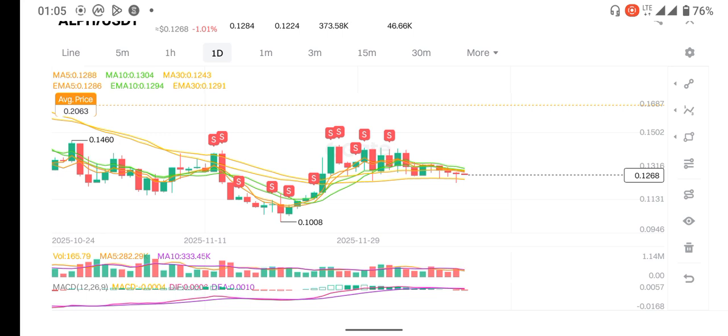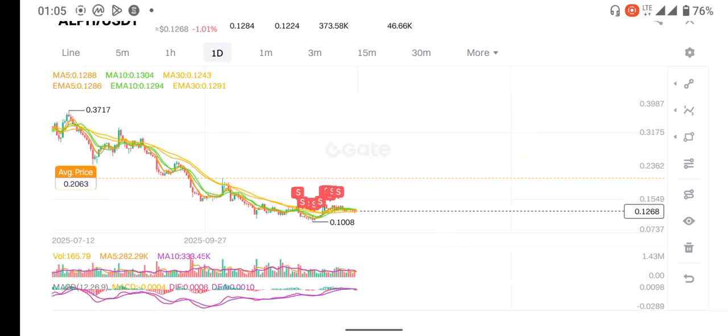We have the MACD below, which shows the volume of each of the days that has been happening. You can have an idea. Like this particular day, we had a high volume. Today too, we had another high volume. Okay, so that's basically it.